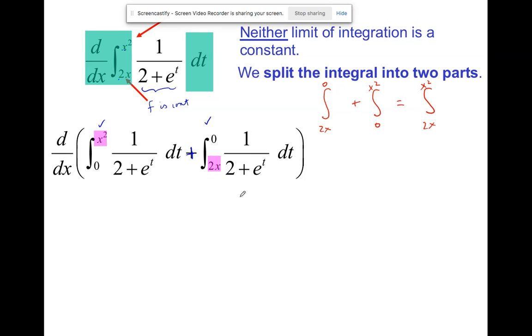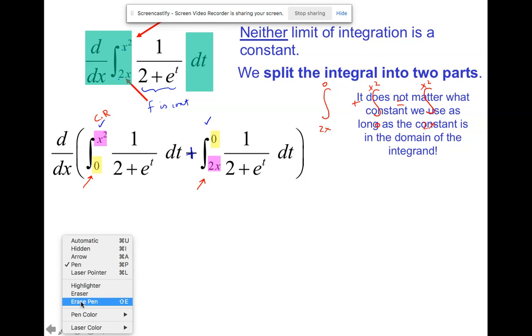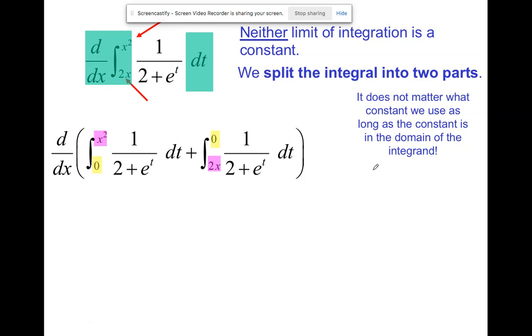I don't have to, but this first one with 0, a constant on the bottom, matches my theorem directly. But I am going to have to chain rule here because I have a composition. However, look at this one. This one I don't have my constant here. But what did we just show that we can do? I'm going to negate this piece and flip it around. I could have absolutely left it in this order. I just didn't like to lead with a negative, that's all. And again, it does not matter which constant we use as long as the constant is in the domain of the integrand, and 0 is in the domain.